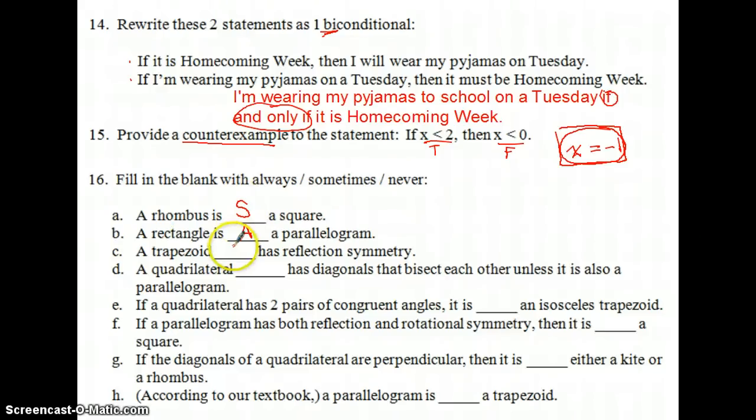A trapezoid sometimes has reflection symmetry. It does when it's isosceles. That's the only time it'll have one line of symmetry then.